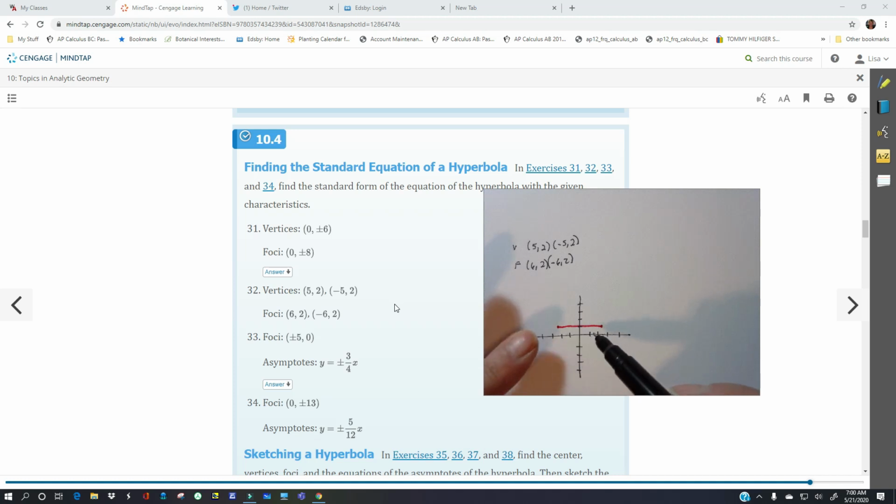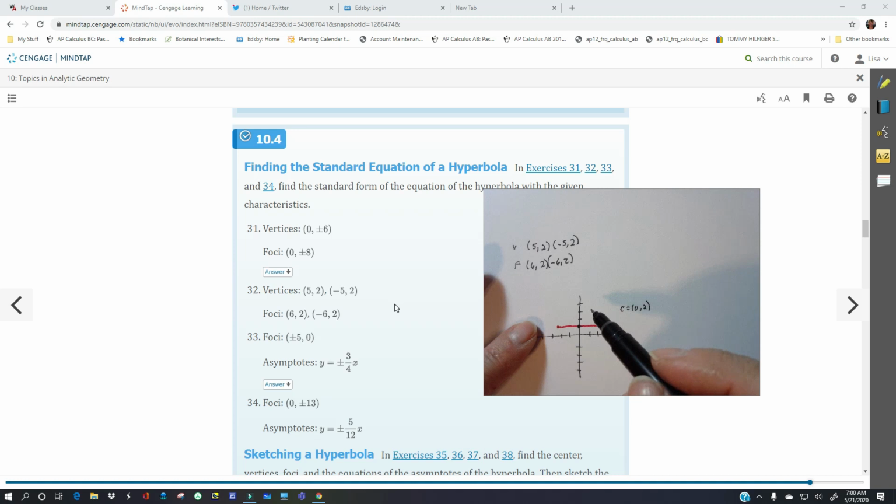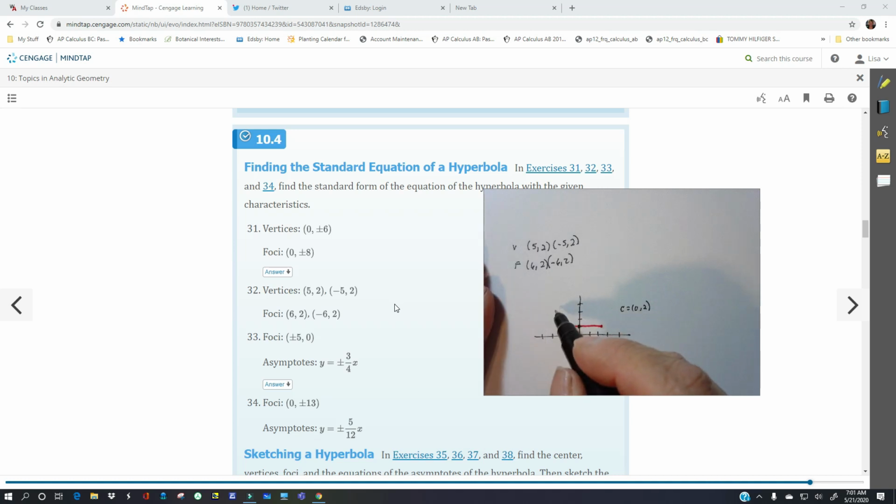But that's okay, because that's the distance between the vertices. That means that the center has to be right in between those, right? Well, guess what? If this is 5 and this is 5, this is a length of 10, and 10 halves is 5. So right here at the point 0, 2 is my center. So my center is the point 0, 2. Now, because of this, I know that if these are my vertices, my hyperbolas are going to have to open like this. Right?